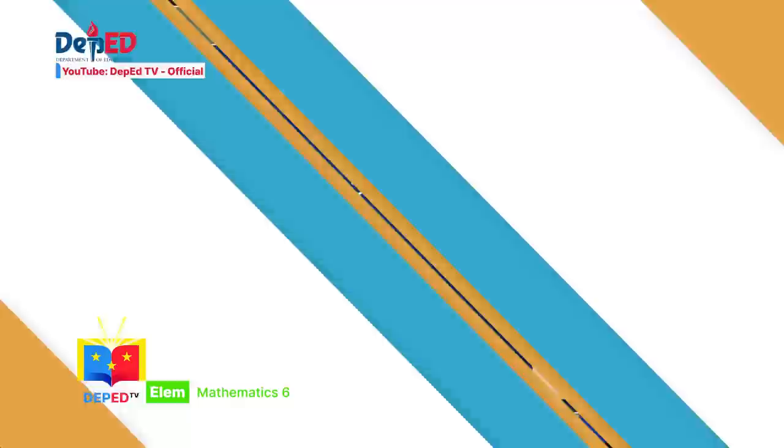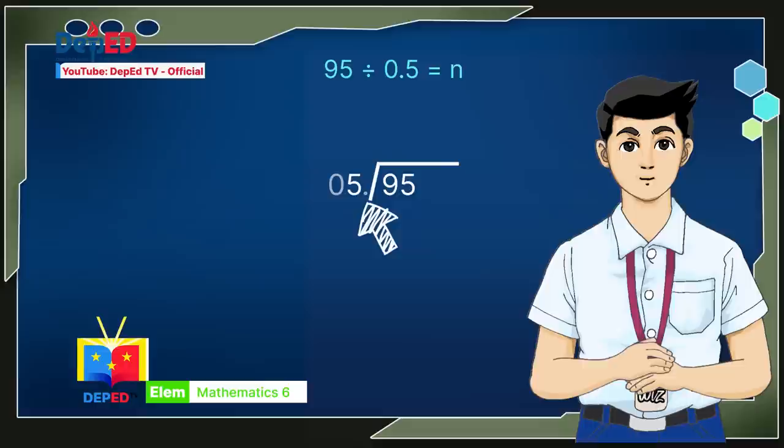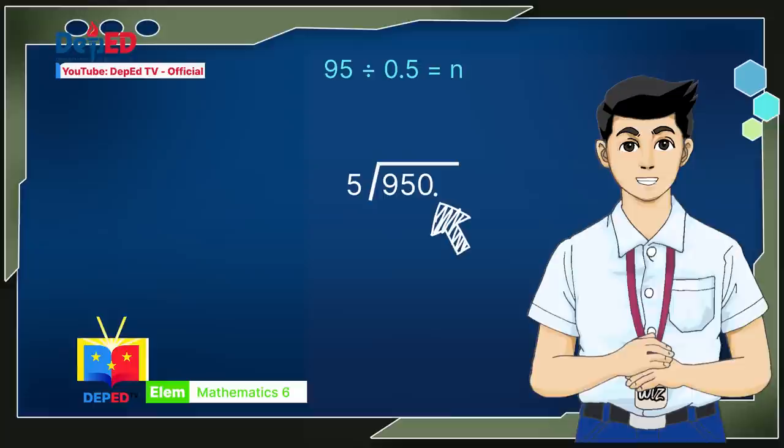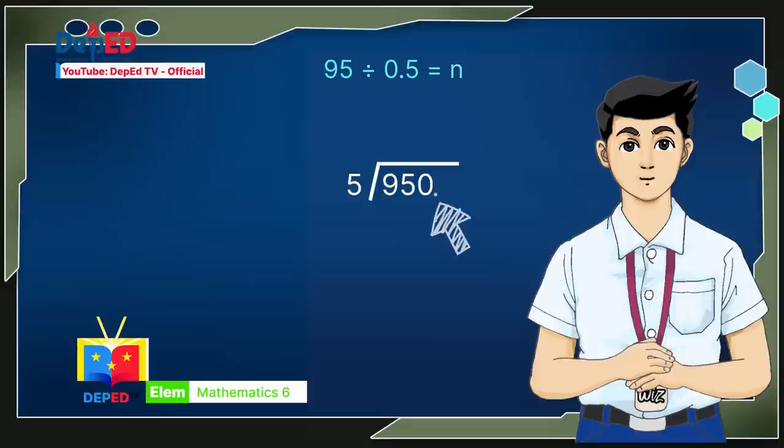For number 1, I just made the divisor a whole number by moving the decimal point to the right. Next, I moved the decimal point of the dividend one place to the right too, but I added a 0 because there's an empty decimal place. So, the new equation is 950 divided by 5. Then, I divided them like whole numbers with this procedure.